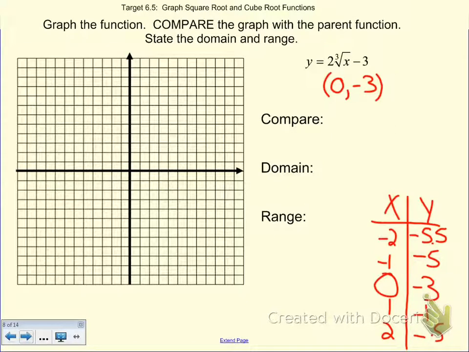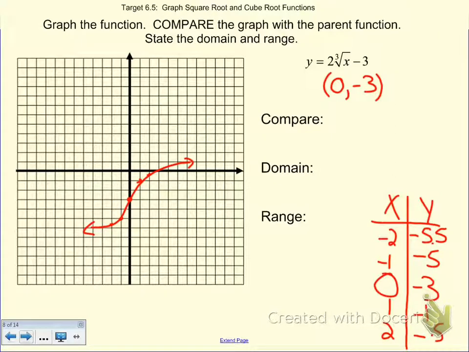And then we're going to graph this. I always start by graphing my key point first. So (0, -3). Then (1, -1), (2, -0.5), (-1, -5), and (-2, -5.5). And then this is our graph for this function.